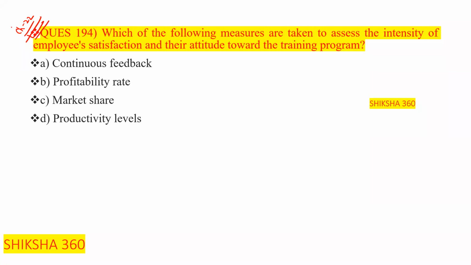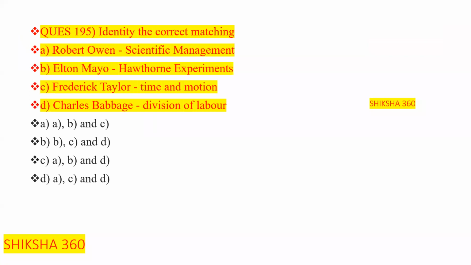First option is continuous feedback. Second option is profitability rate. Third option is market share. Option D is productivity level. Which of these measures is taken to assess the intensity of employee satisfaction? That is continuous feedback. This one is our answer here. Now move to the next question, 195.